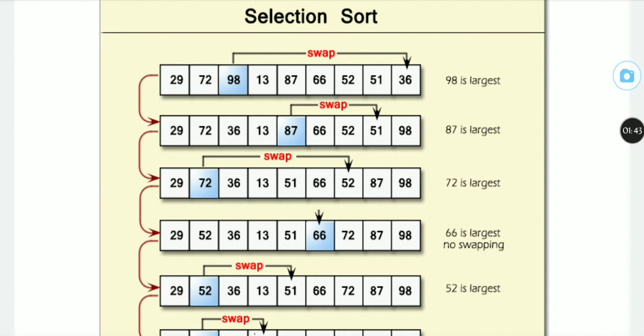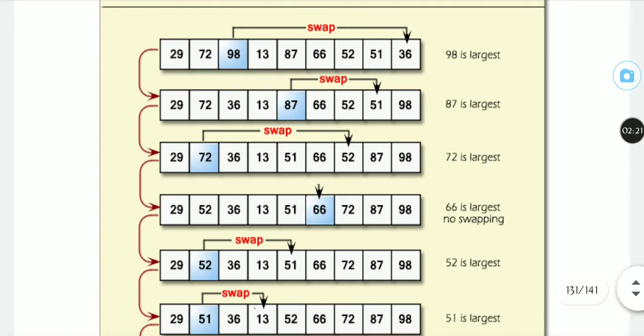98. 98 is the largest element in the given array, so it will come to the last. So I select a place as last and swap. Then it will place 36 at the place of 98 and 98 at the place of 36. Then find the next largest element, which is 87. Then it will put the next largest element before the largest element. 87 is swapped to the place of 51.